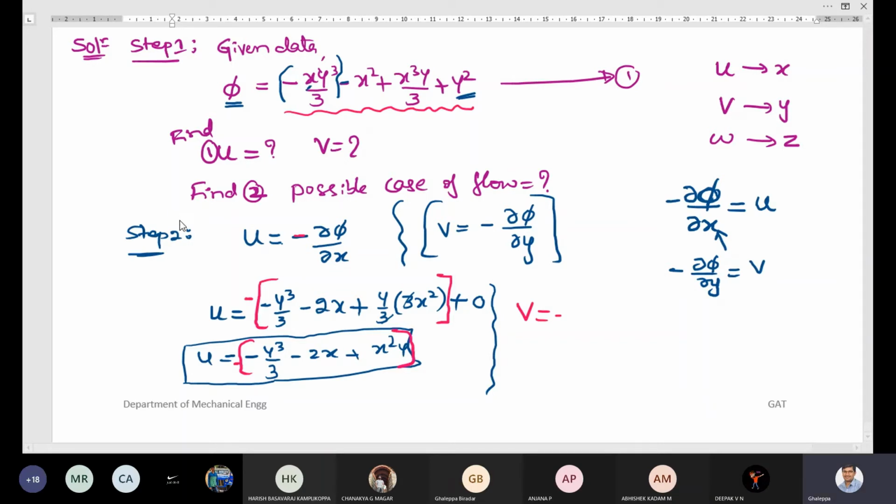I hope it is clear for everyone. So for simplification, what do you do? This minus into minus plus y cube by 3, minus into minus plus 2x, plus into minus minus x square y. Actually, this is the final equation for u, because in the formula itself minus is there. This is dou phi by dou x. For confusing the students, he has given the first term as minus. So many students will make the mistake here. So please don't make that mistake.